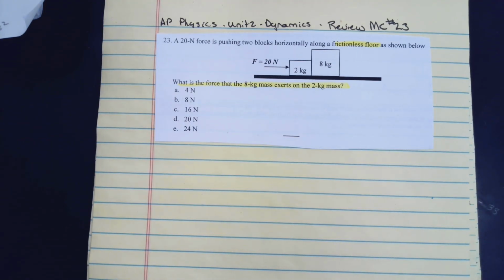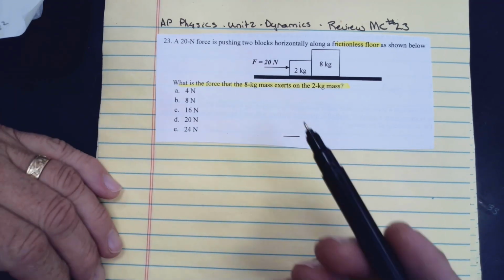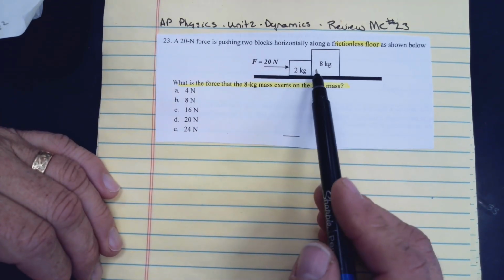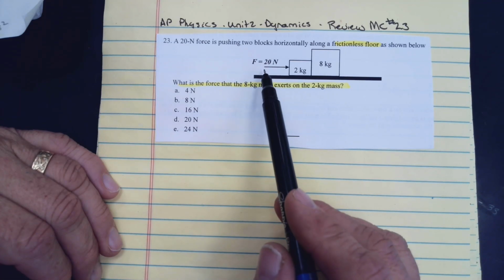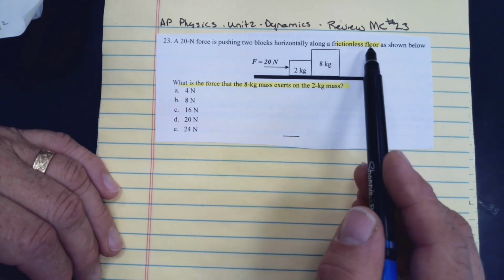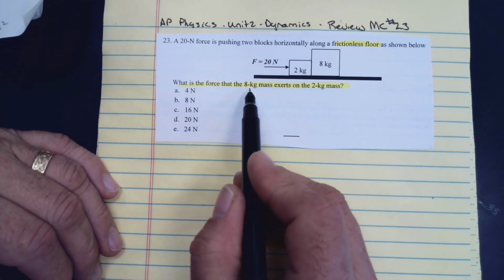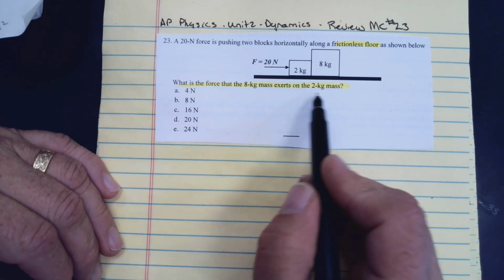Okay, this is AP Physics, of course, Unit 2, Dynamics. Review multiple choice question number 23. So right away I have two blocks and an additional force of 20 newtons pushing to the right. We have a frictionless floor, and what they want to know is, what is the force that the 8 kilogram mass exerts on the normal force?